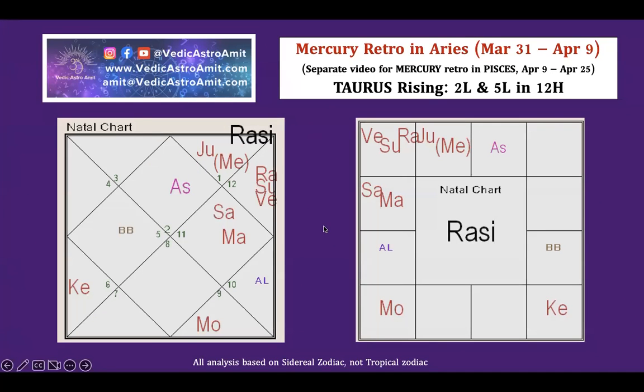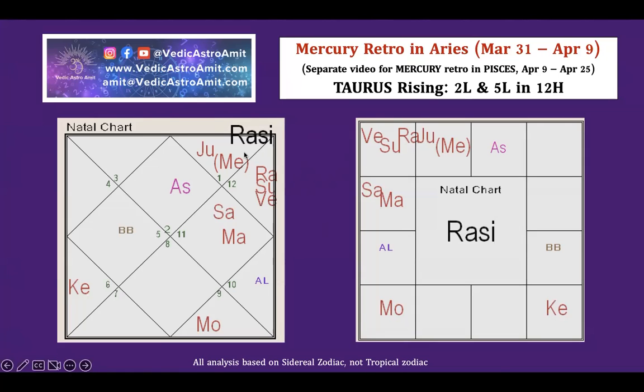Next is the sign of Taurus, Taurus rising. We're talking about the phase of Mercury retrograde. Now, keep in mind, this video applies only for the phase of Mercury retrograde while it is in the sign of Aries. Once it goes to Pisces on April 9th, I'll have a separate video for that. But this applies only for the first 10 days.